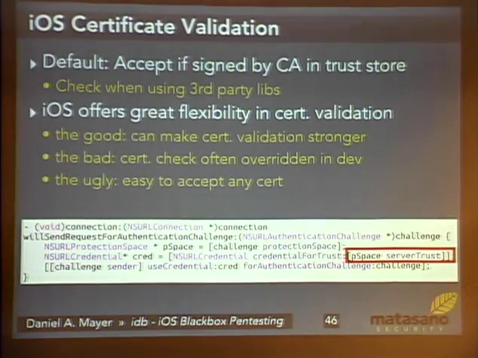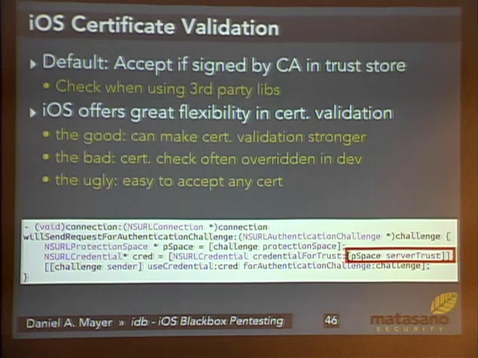And the good thing is that iOS does a good job in doing this by default. By default, any connection which you make with the core framework functions actually checks that the CA is valid and that it's one it trusts. But it also offers you great flexibility in validation. The good thing is that you can make it stronger. The bad thing is that oftentimes it's overridden for development purposes because you have self-signed certificates which are not signed by a valid CA.